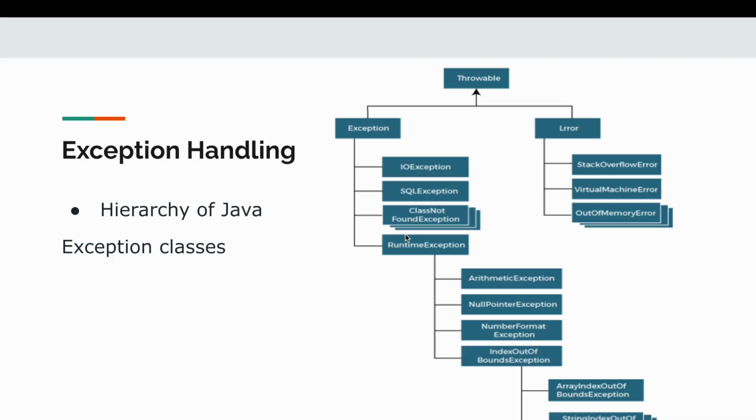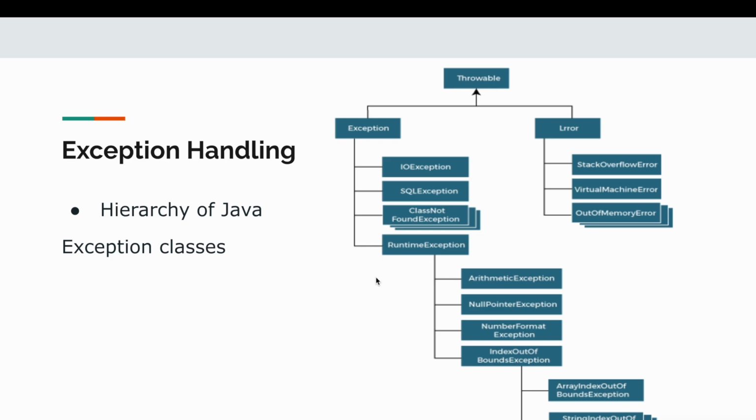So this is the flow. If you have this flow in your mind, at least you will be able to understand which is the parent class. On the top it is throwable, below throwable we have exception and error, and under exception we have runtime exception, and below error we have stack overflow, virtual machine error, and out of memory error. So this is the hierarchy of the exception classes.